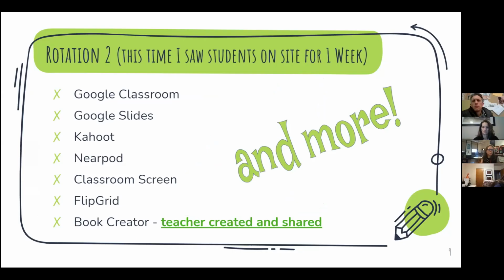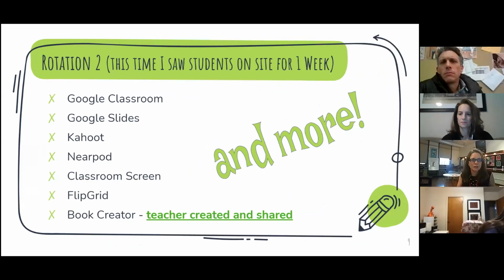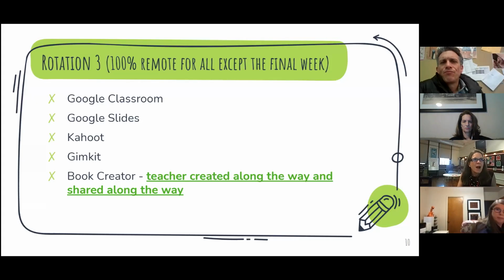Again, Google Classroom, Google Slides, Kahoot, Nearpod, Classroom Screen, Flipgrid. This time, I decided to create the Book Creator book and share this with the kids because I thought, maybe I give them some type of guideline. They follow along. It was okay, but I had my third rotation. Time to tweak again. This again was all 100% remote except for the final week when I had one group of students back at that point.